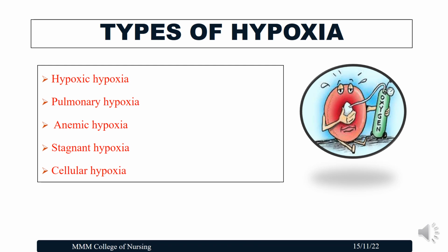In stagnant hypoxia, an adequate amount of oxygen is available, but the blood is unable to carry this oxygen to the tissues. So that is known as stagnant hypoxia.